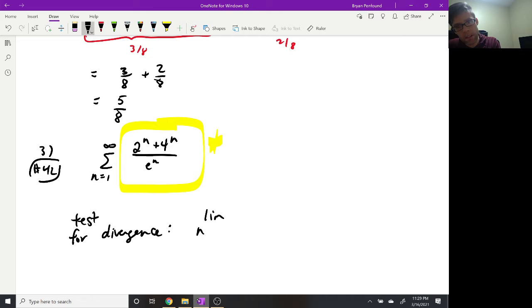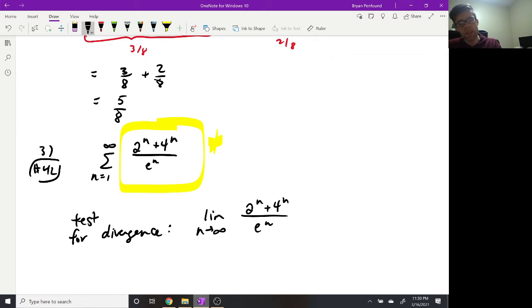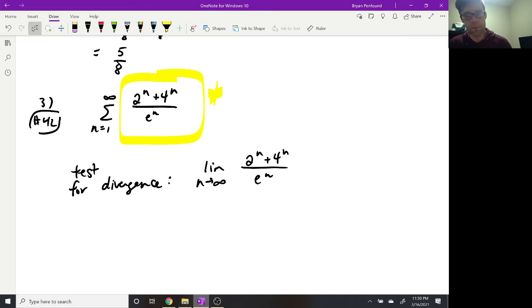We're going to take the limit as n gets really, really big of 2 to the n plus 4 to the n over e to the n. So where does that go? Well, we could use L'Hopital's rule. All of these terms are certainly getting very, very large, right? So 2 to the n's getting big, 4 to the n's getting big, e to the n's getting big. The numerator is tending towards positive infinity, and the denominator is also tending towards positive infinity. So that's something that we could try.